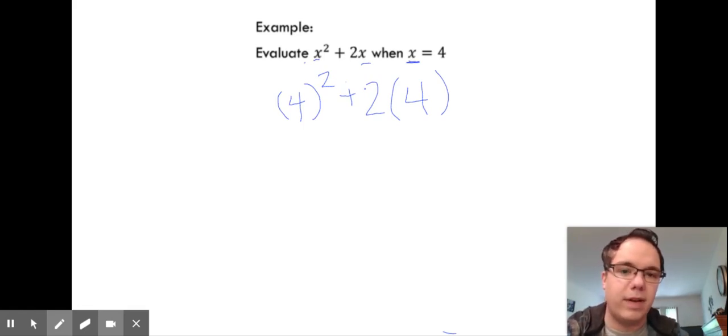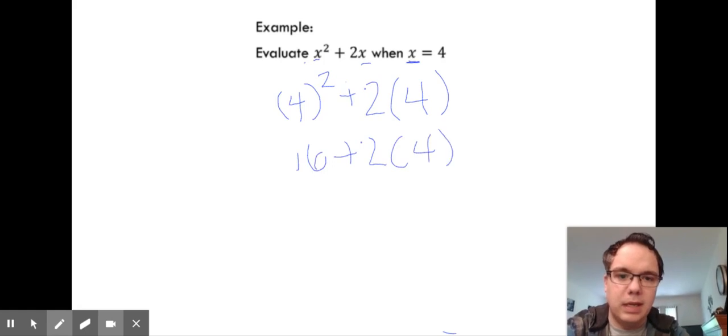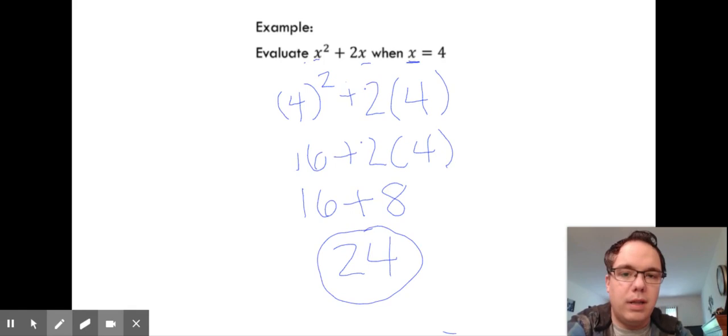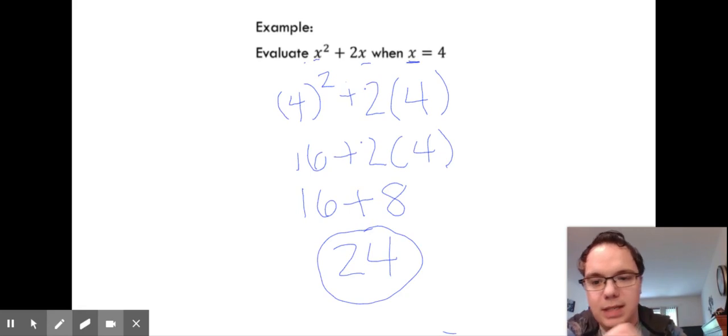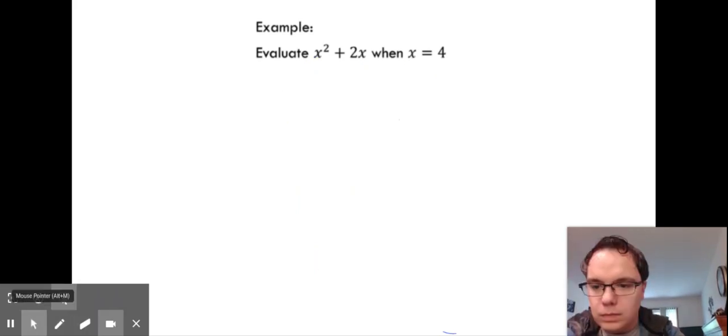Now I have to follow the order of operations. So do my exponent first. So 4 squared is 16. Now I can multiply. 2 times 4 is 8. And now I can add. 16 plus 8 is 24. So I replaced all the x's I saw with the value of 4, and then I used the order of operations to simplify to get an answer of 24.